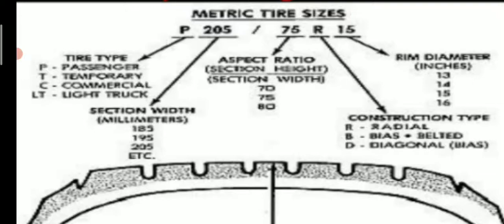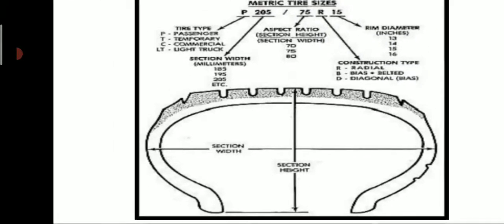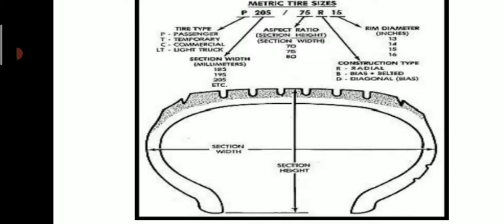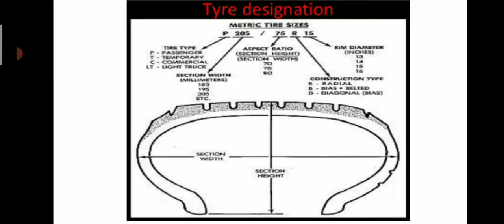Aspect ratio is given here as 75. Other aspect ratios may be 70, 80, like that. R is nothing but the construction type, radial type. B means bias belted, and D means diagonal, like that. And R indicates the rim diameter: 13, 14, 15, 16, such rim sizes. You will see here clearly the section width, horizontal, and the section height. So this way it is designated.